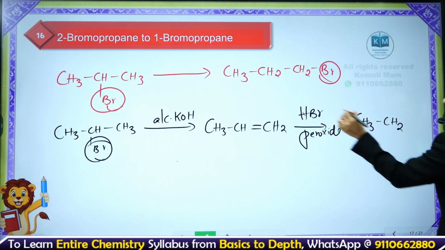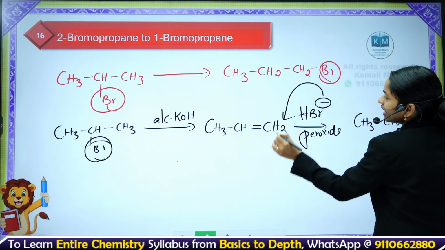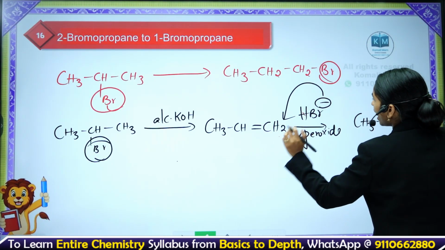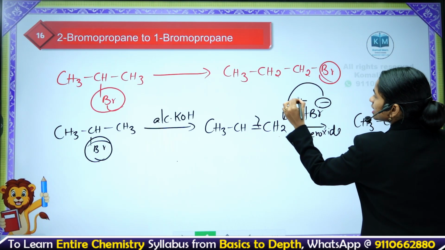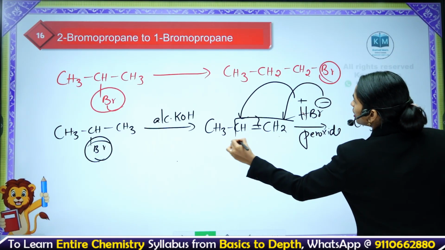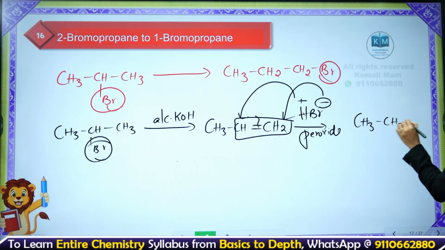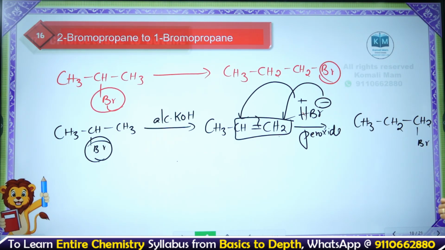Anti-Markovnikov's rule. Then this Br minus comes and attacks the double bonded carbon having more hydrogens. This bond breaks. This H plus goes and attacks the double bonded carbon having fewer hydrogens. Then you will be getting a Br here. Okay. See the next question.